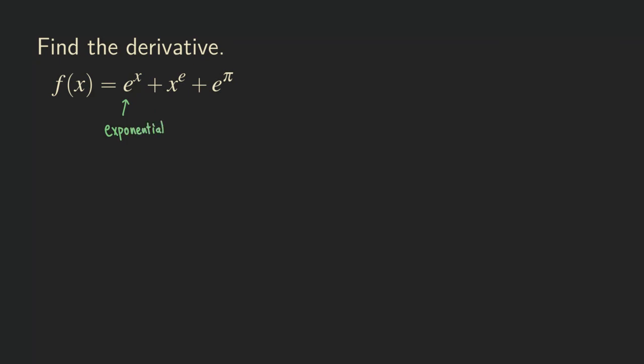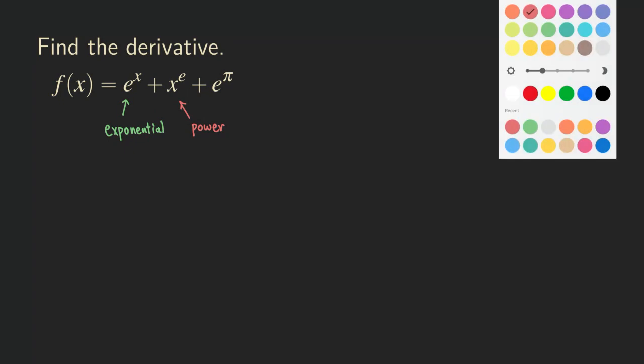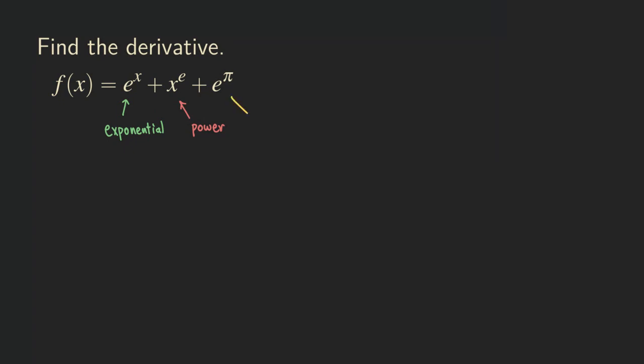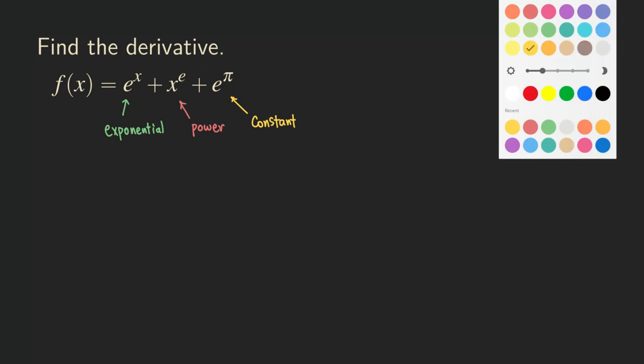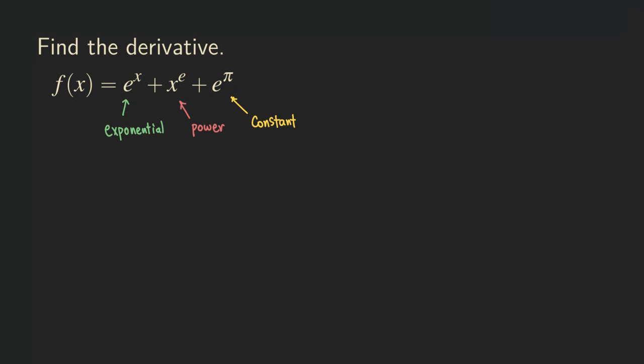And then what about the second one? The second one is actually x to the e, right? So we can say that that's a power function. And then now what about the last one? If you look at the last one, this is e to the pi, right? There is no x involved in here. E is a constant, pi is a constant, so the whole thing is a constant. So that's actually a constant function. Okay, so we actually need to do it differently for each function.